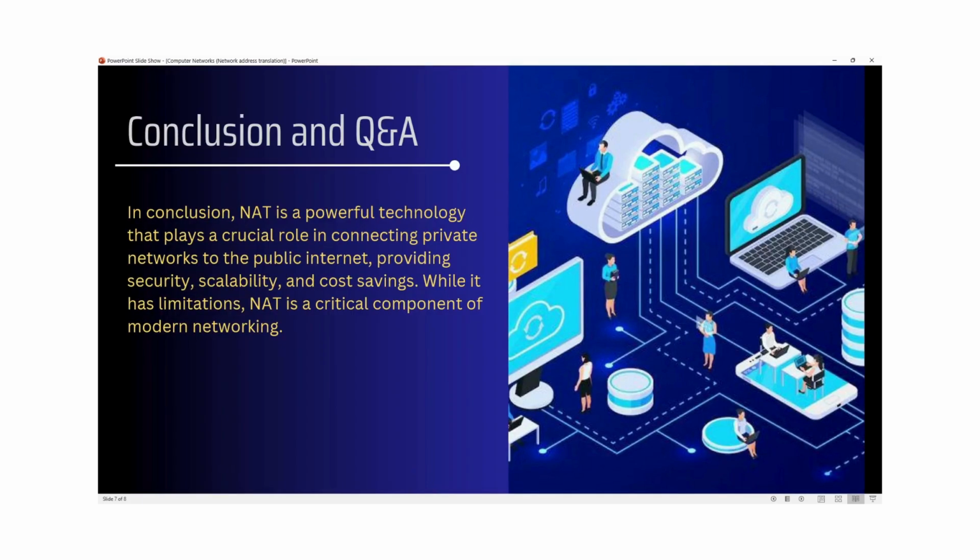And my next slide is the conclusion and Q&A. In conclusion, network address translation is a powerful technology that plays a critical role in connecting private networks to the public internet, providing security and cost savings, while it has limitations. Network address translation is a critical component of modern networking.